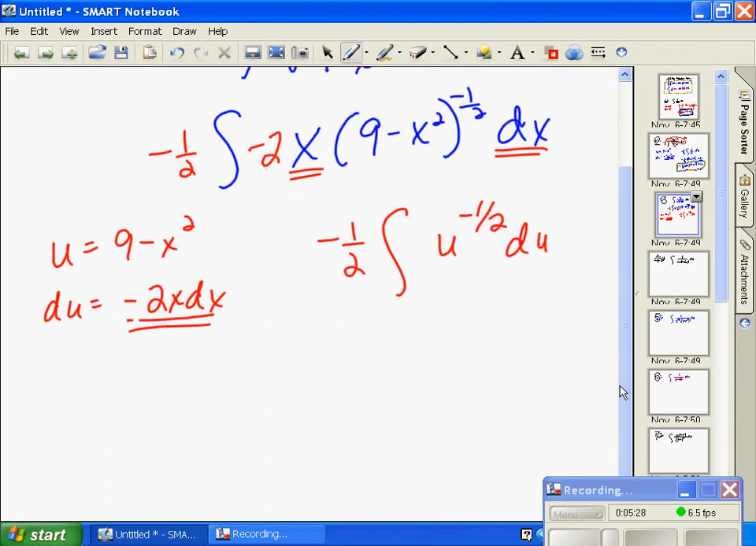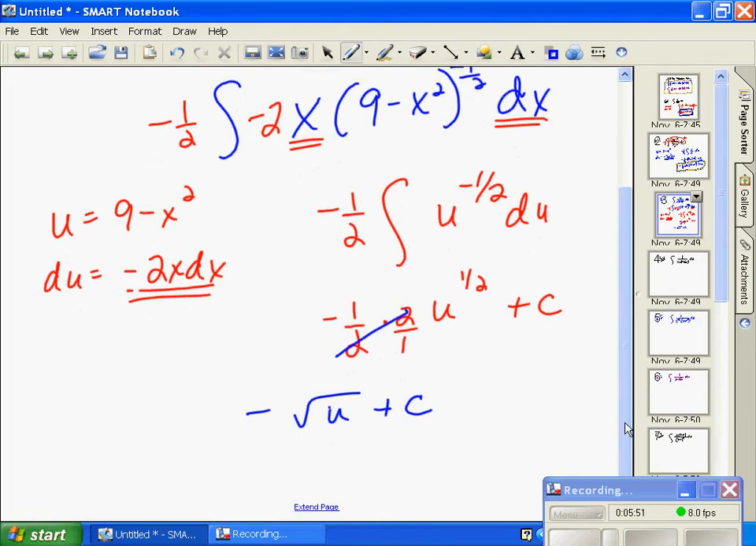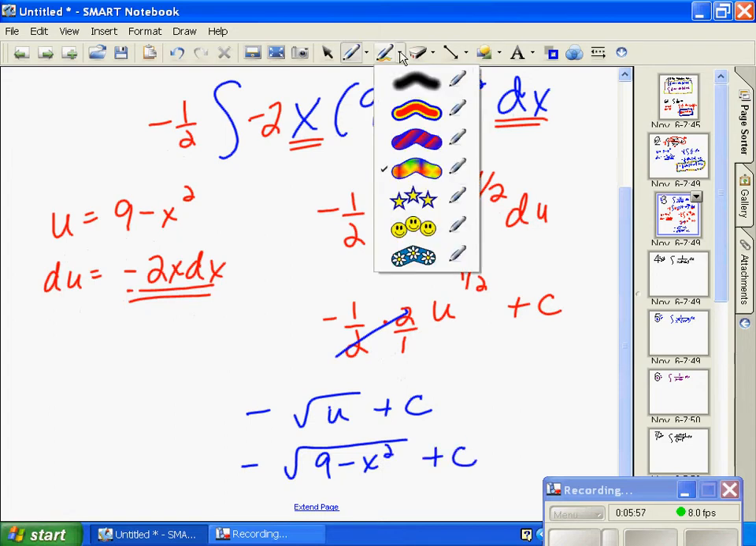And then I am going to do my anti-differentiation, add 1 to the exponent. That would be u to the positive 1/2. Divide by positive 1/2 is the same as multiplying by 2 over 1. Don't forget your plus c. I'm looking here and those 2's will cancel, so I get a negative square root of u plus c is basically what I have, but don't forget to substitute in your 9 minus x squared. And there's my final answer.